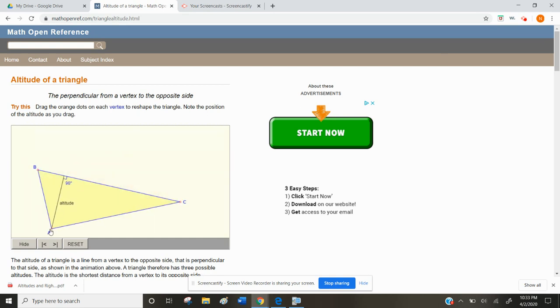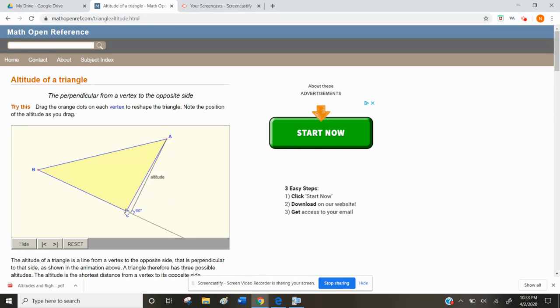But notice that the altitude is always drawn from a vertex perpendicular to the opposite side. In this case, the vertex that they used is A.